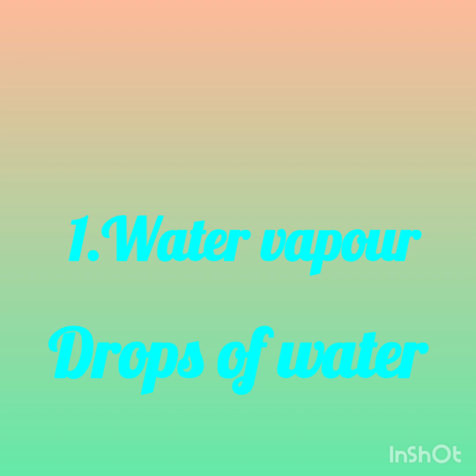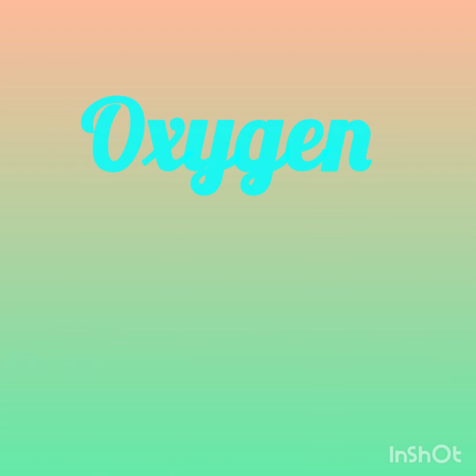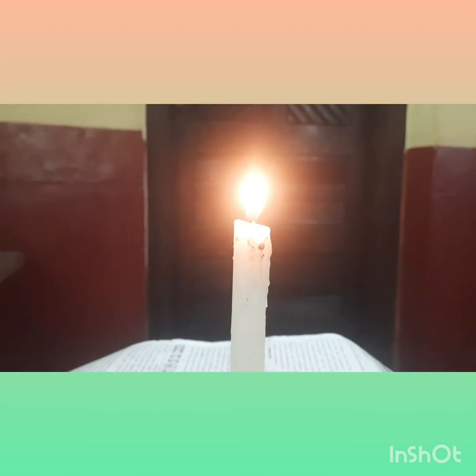What is present in the surrounding air? First one is water vapors. Water vapors are also called drops of water. You could have observed them when you woke up in the morning, on the leaves and all. And one more: oxygen is present in air.